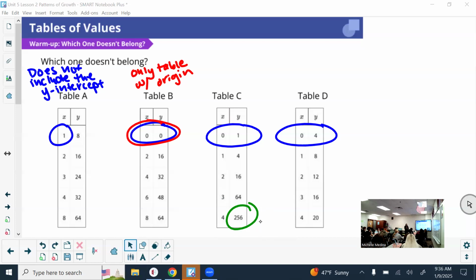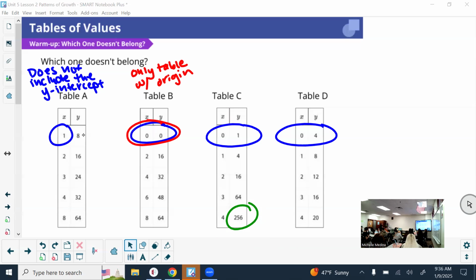It goes in a straight line. If I were to graph these, would these be straight lines? All right, would table A make a straight line? Yes, it would. And I know that. How do you guys know that? How do you know it's linear?